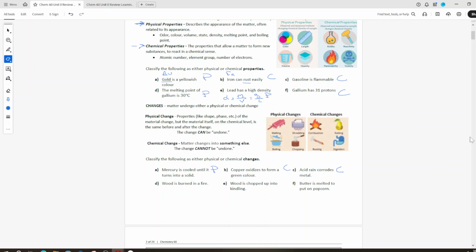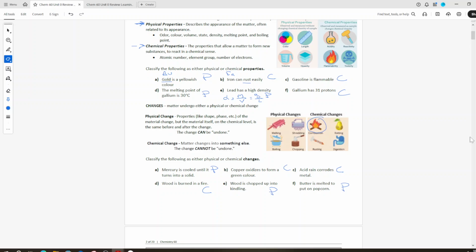Wood is burning. Is that a physical change or a chemical change? Now you could look up here at this picture, combustion, right? You are burning it. You are actually changing what it is. So it's going to be a chemical change. Whereas if you took wood and you just chopped it up into kindling, that is a physical change. And then butter melting onto popcorn is a physical change. It is just a change of state.